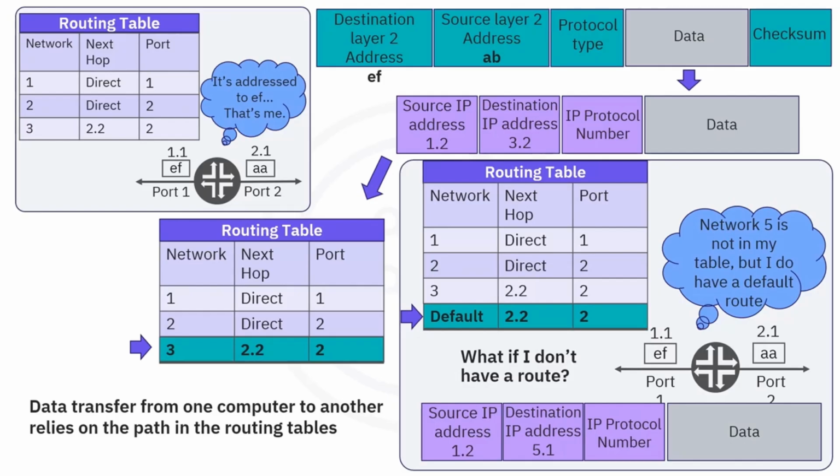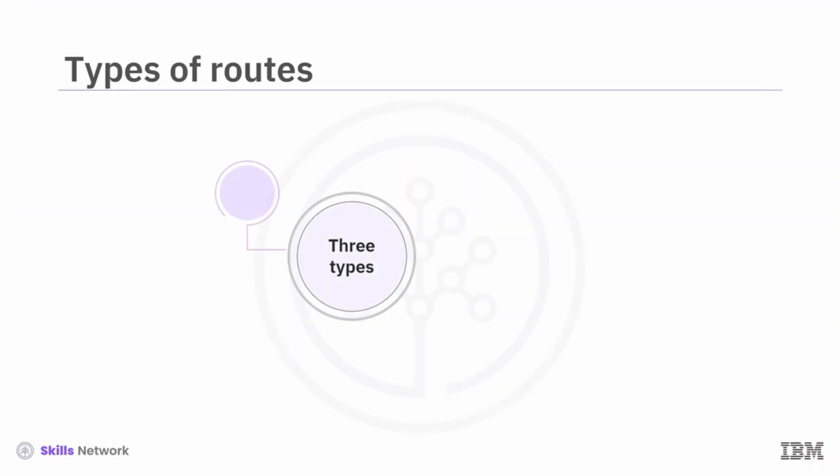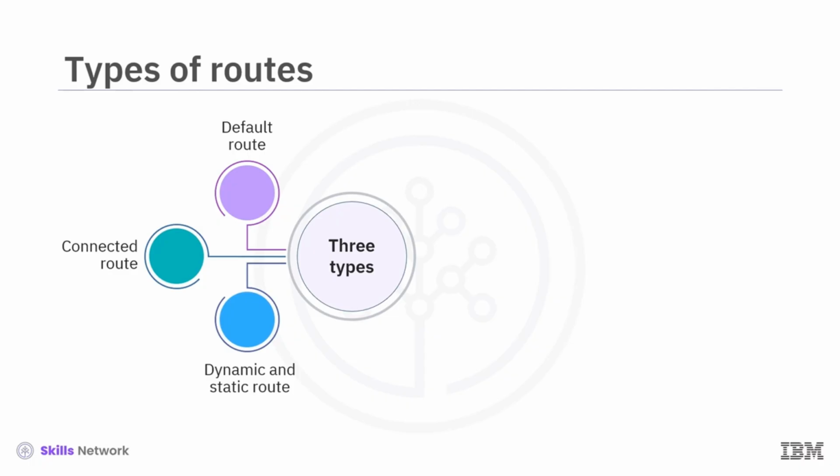Computers and servers are connected through a network, sharing their data across various systems. This data that moves from one computer to another relies on routing tables, MAC addresses, and ARP tables. Let's break down the components and understand them, starting with routes. Routes are of 3 types: default route, connected route, and dynamic and static routes.